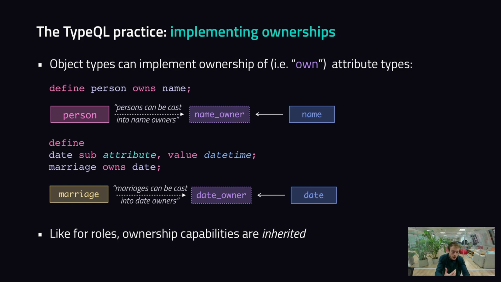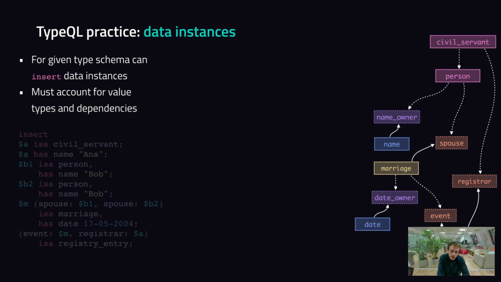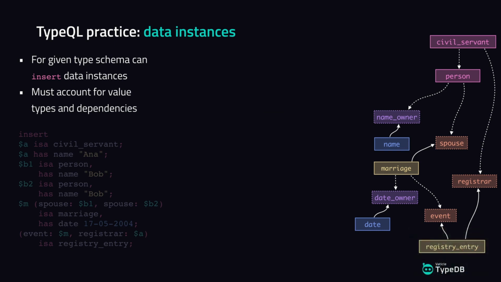This completes our schema definition section of the model, but of course the type schema, so the definition of types and the definition of how we can cast between types, is just one part of the database. The other part is data instances. And what I want to do here is take the schema that we've assembled, which is shown on the right, and start inserting some data into it. So the schema on the right is really the amalgamation of different definitions that we've seen before.